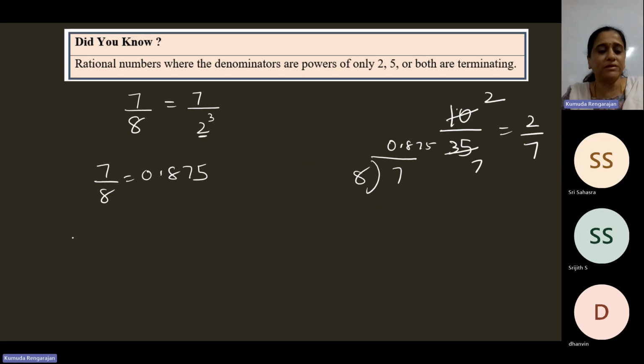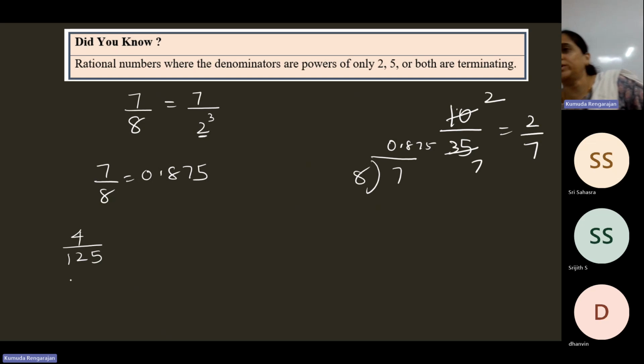Now take this example, 4 by 125. This is the next example. It is a rational number because it is integer by integer. Is it in the simplest form? Yes. It is in the simplest form. You cannot simplify any further. You cannot cancel it and reduce it any further.